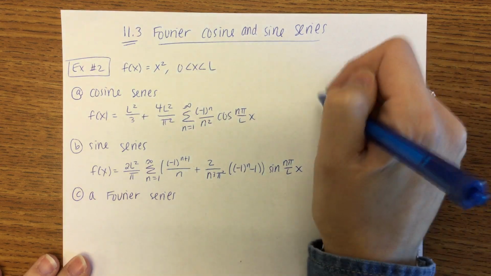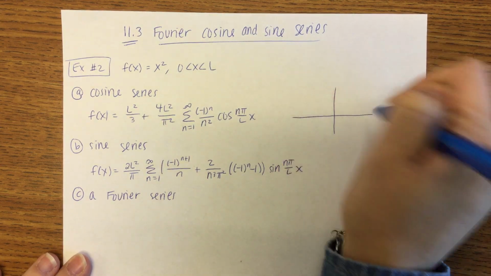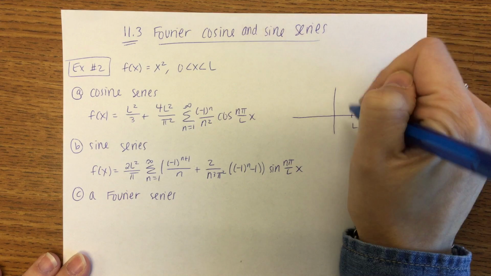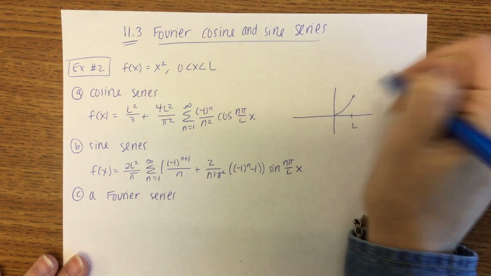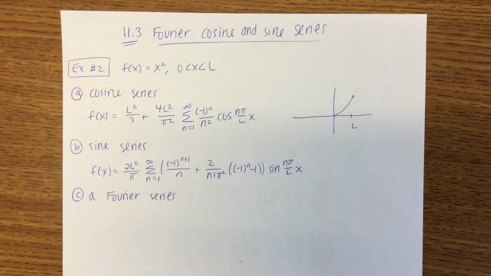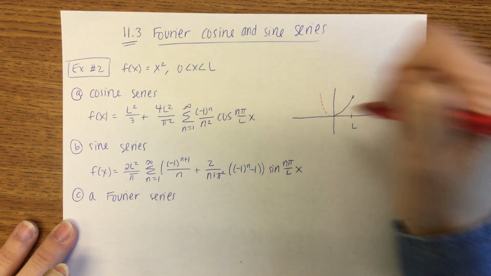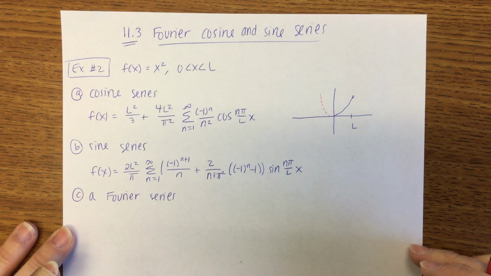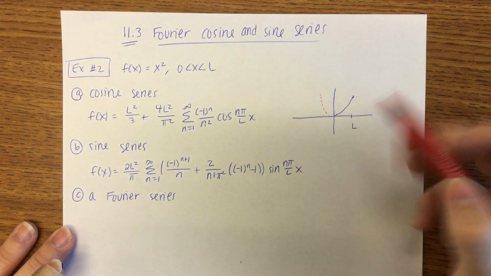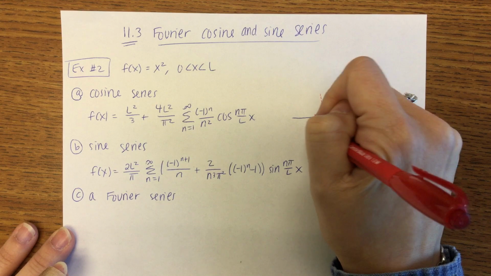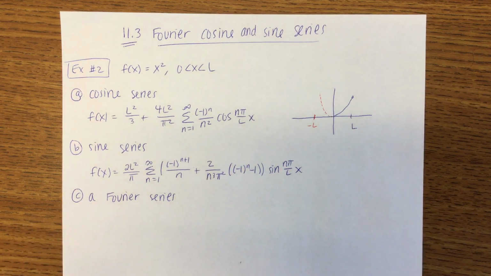So for the cosine series, geometrically, this is what we're looking at. From 0 to L, our function is x squared. So it looks something like that. Okay, if we want to consider this to be a cosine series, it's going to look something like that. So this would be our arbitrary definition of f of x between negative L and 0. So symmetric about the y-axis.